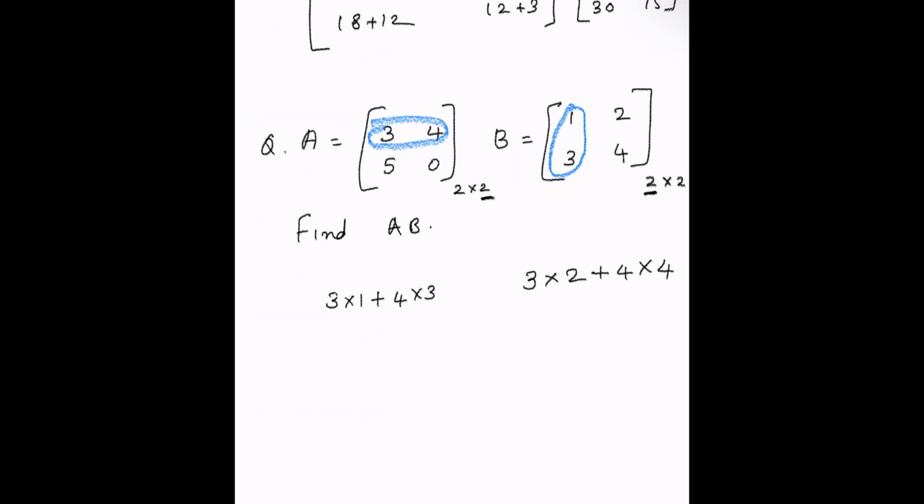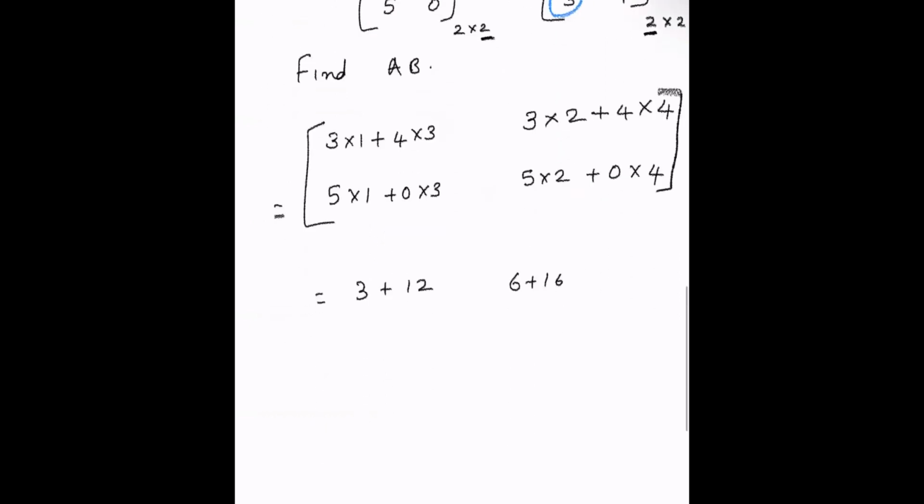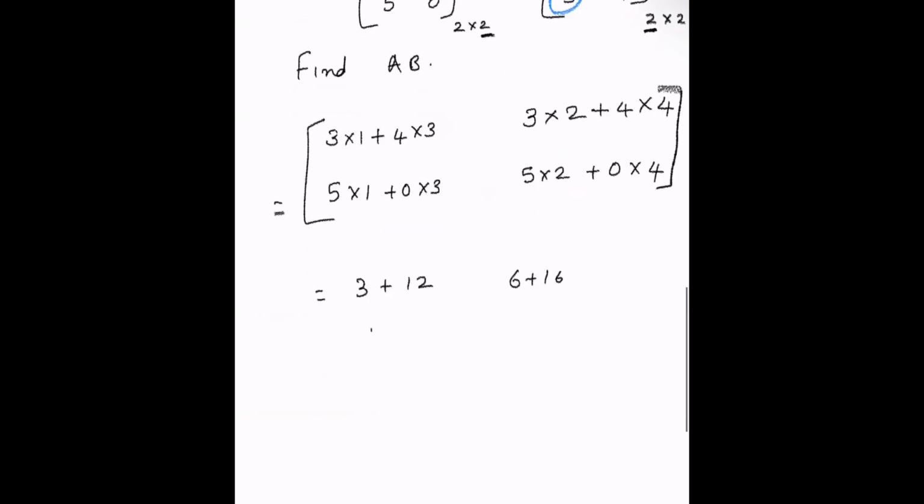5 into 1 plus 0 into 3. 5 into 2 plus 0 into 4. So this is what you're getting. Now the result is 3 plus 12, here it is 6 plus 16. Here it is 5. This side it is 10. So the resultant is going to be 15, 22, 5, 10.